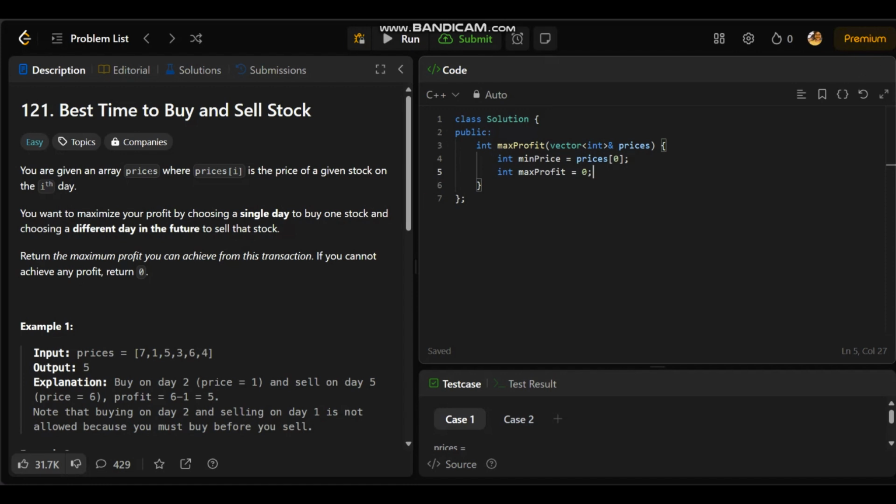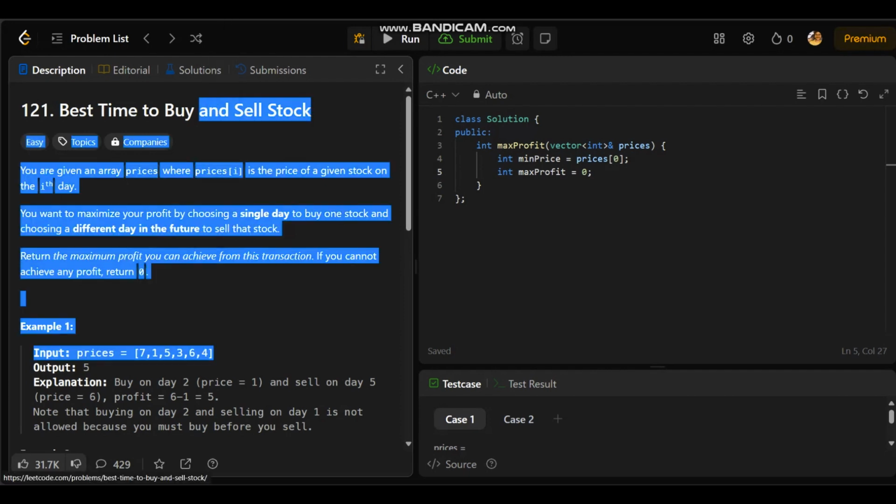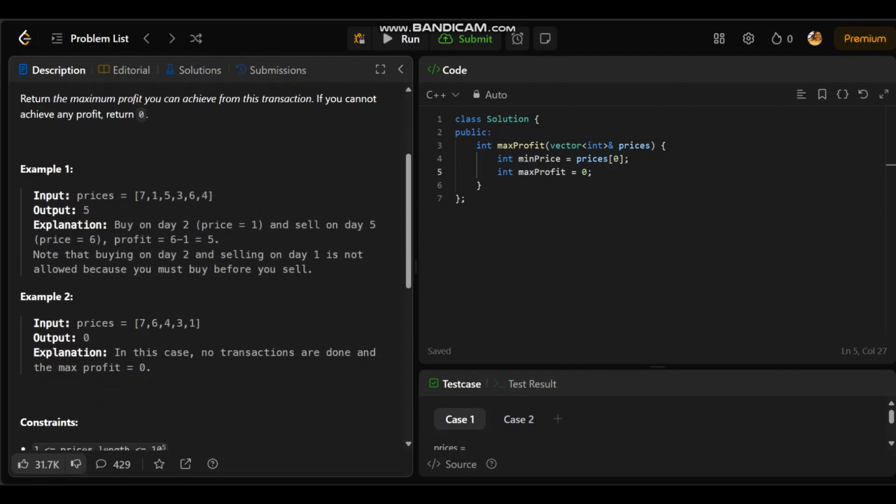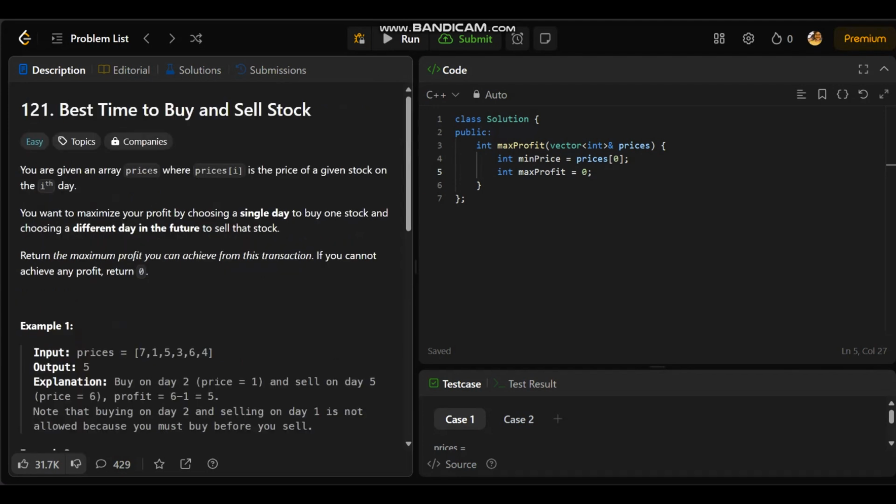And when will the profit be 0? Suppose all the values are 7, the price never varies, the price is constant on every day, then we cannot make profit, right? And another case is where the price is continuously dropping, which means our array is in descending order, then also we cannot make profit, right? So these are the two cases where the profit will not be generated.